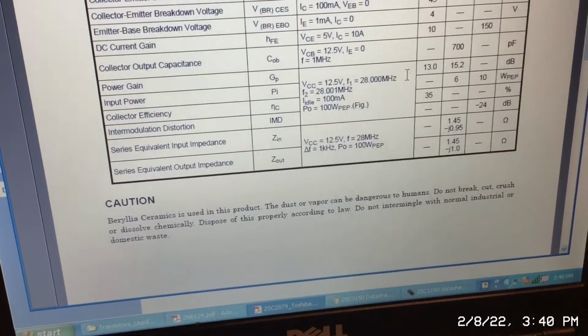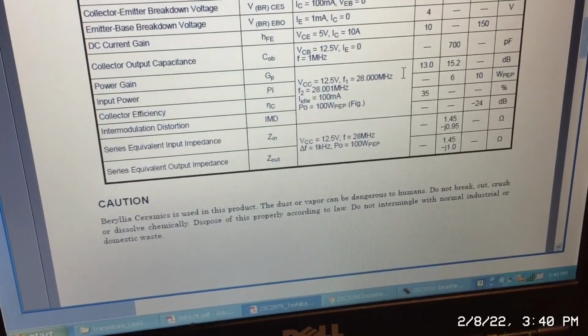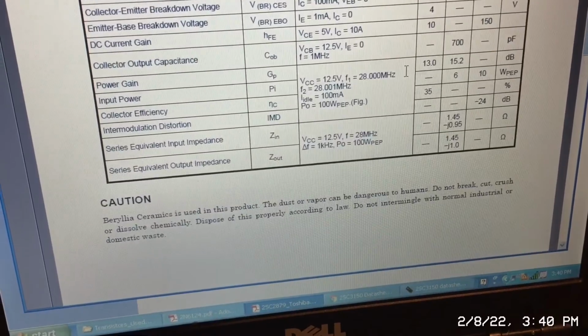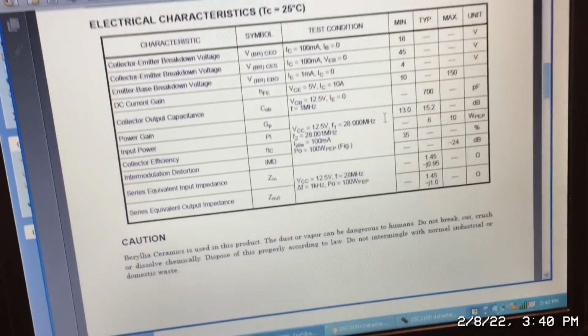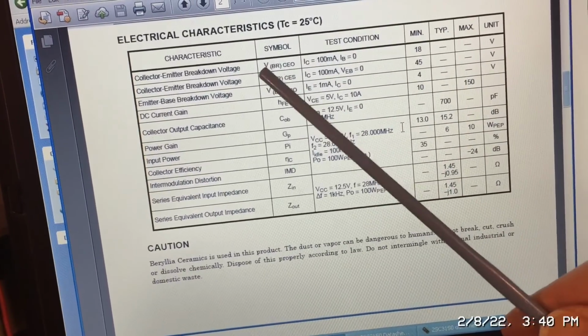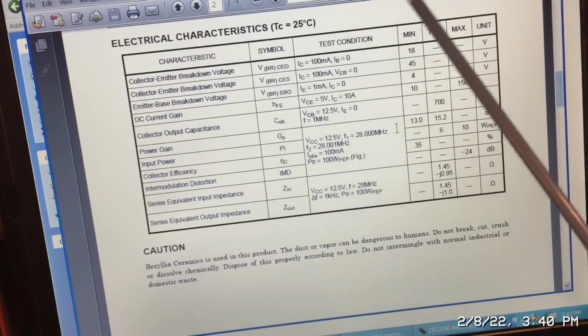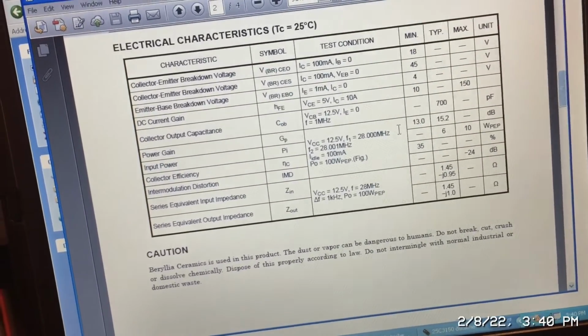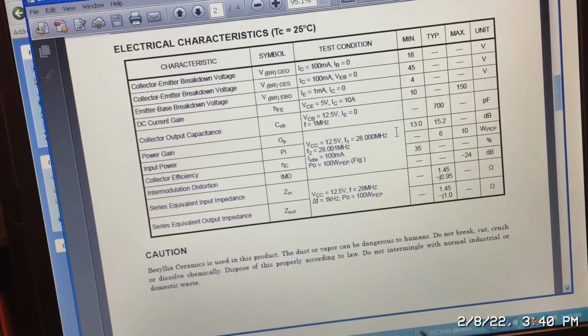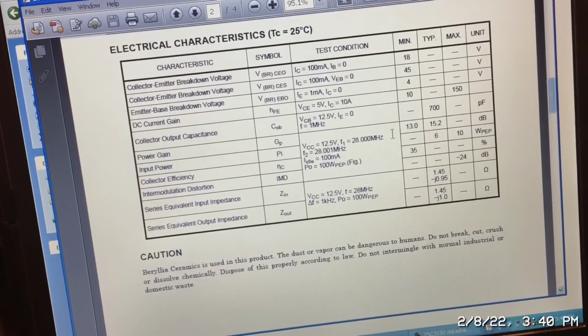And the maximum collector emitter, BR means breakdown. These devices are rated for 18 volts. You can see right here, this is V(BR)CEO, which is the collector emitter breakdown voltage. So you shouldn't run these past 18 volts, although some guys do. You're basically out of the safe operating area at that point. Okay, so let's go back now and look at the curves here.